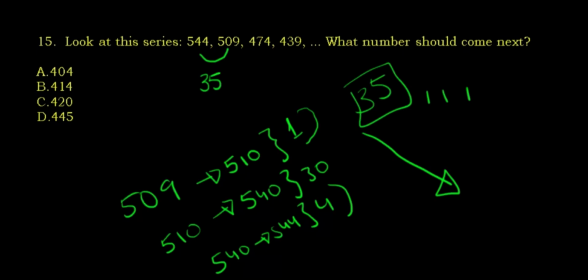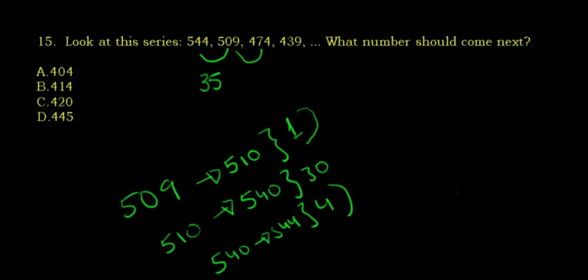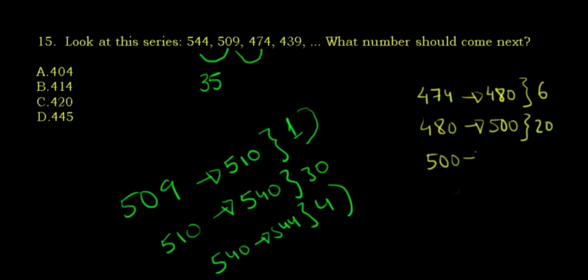Next, from 474 to 509, I'll do the exact same thing. In my head, I'm going from 474, so first of all I'd make it something easy. 474 to 480 is a difference of 6. Then I go from 480 to, let's say, 500. That's a 20. Then I go from 500 to 509. That's a 9. So 9 and 6 together is 15, and from here I've got the 20.